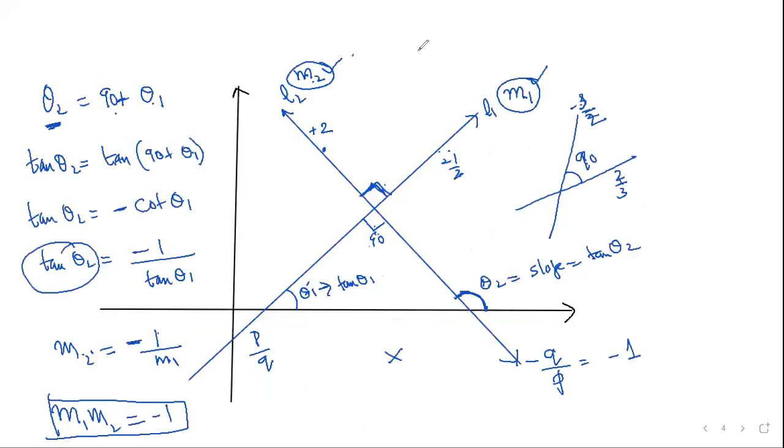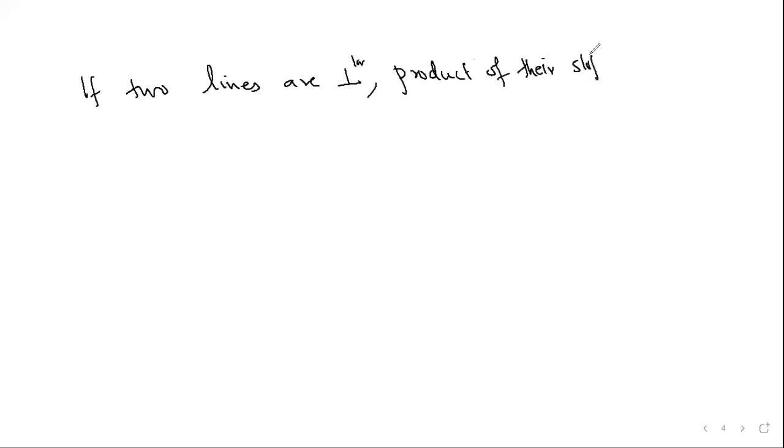Now the next line. If 2 lines are perpendicular, the product of their slopes is equal to -1. You're writing these points, point by point. Now do the proof of that.